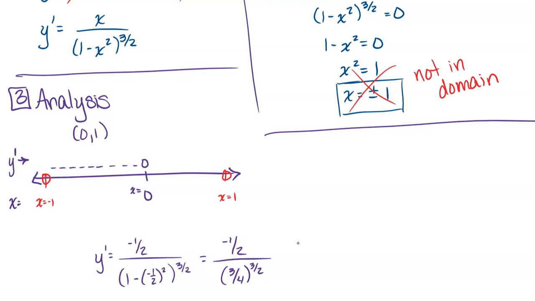So next I want to know, what if I plug in something like a half? Well, then this turns into 1/2 over positive 1/2 squared. That doesn't change anything on the bottom since it was getting squared, but now in the numerator, I'm going to have a positive number, so that's going to end up being positive. So that tells me that everything in between 0 and 1 has a positive derivative.